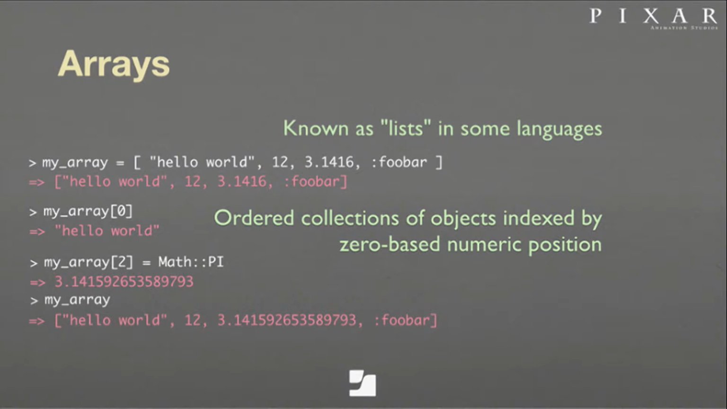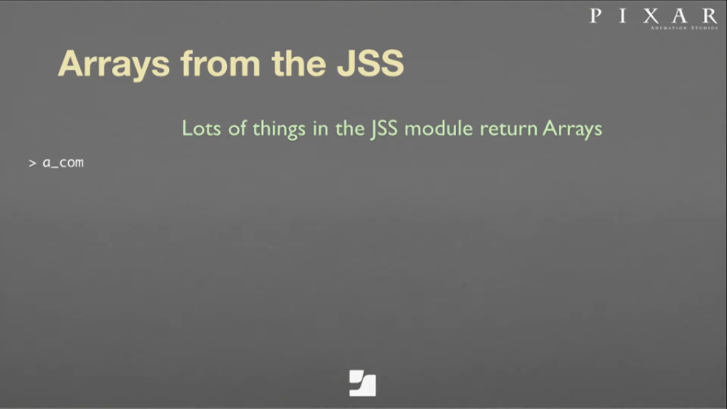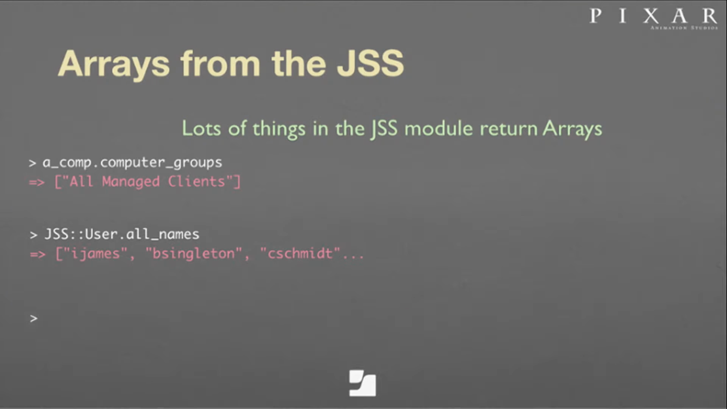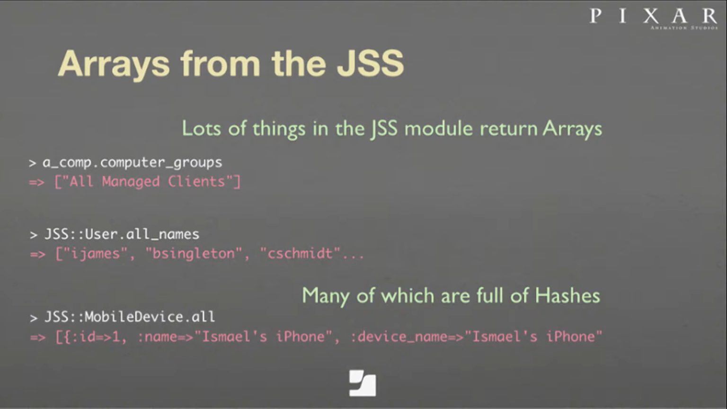There are lots and lots of methods that arrays work with, and arrays and hashes are really common in Ruby code. Here's some arrays from the JSS, and if you've got a working JSS connection, you'll see these. Our little computer, we can ask what computer groups it's in. I'm pretty sure it's only in that one. You can ask the user class of the JSS for all the names of all the users, and you'll get back an array of names. Many times you'll get an array that's full of hashes, and we'll talk about hashes on the next slide. Here's an example that returns basic information about all of the mobile devices in the JSS, and you'll see it's an array with square bracket followed by a hash that's in a curly brace.